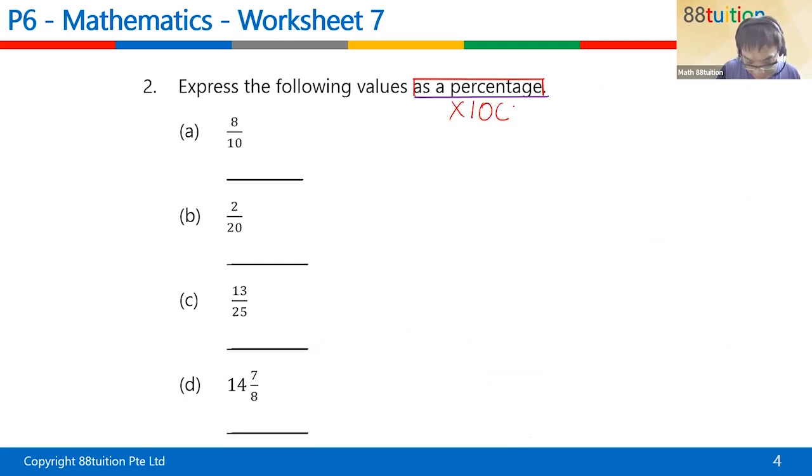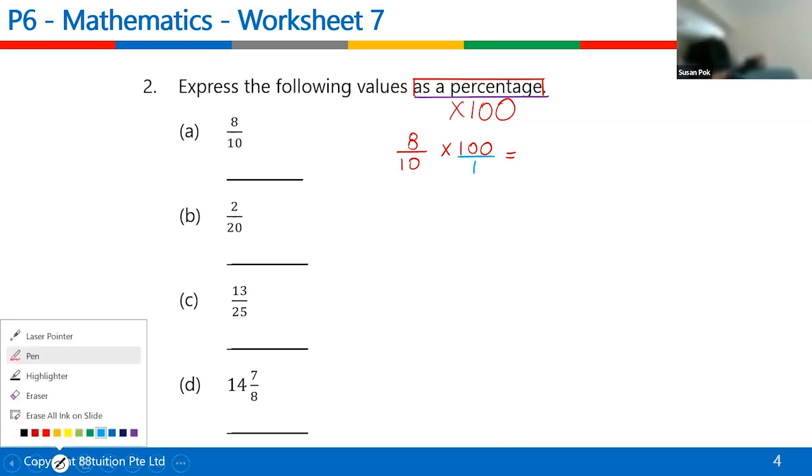So this is another way of doing it. I'm not saying that other ways are wrong, but this is another way. So 8 over 10, we have 8 over 10 times 100. This 100 is actually 100 over 1. So how much? 80. Who said that?